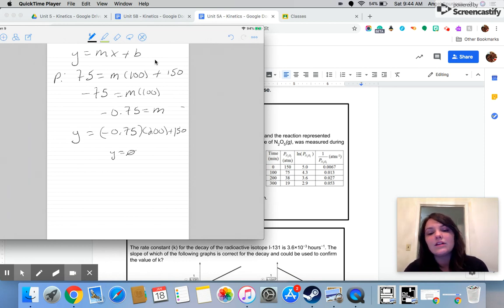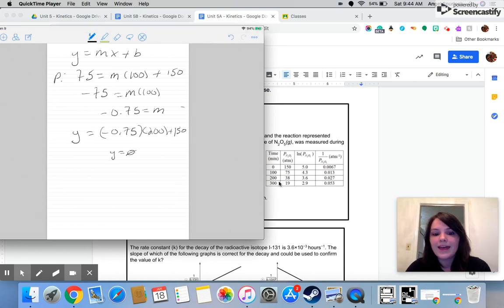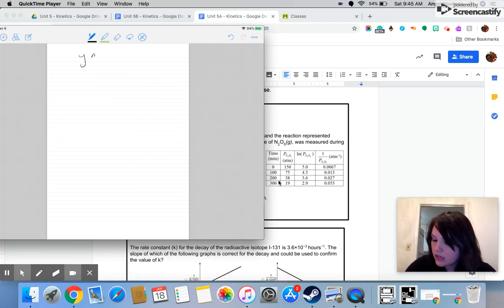So what that's telling me, since this answer does not line up with that data point on the table that was given to me, is that this graph does not have a linear slope. Because if it was linear, the y equals mx plus b equation should be able to predict my y point at that time. Okay? So let's try the next set of data.